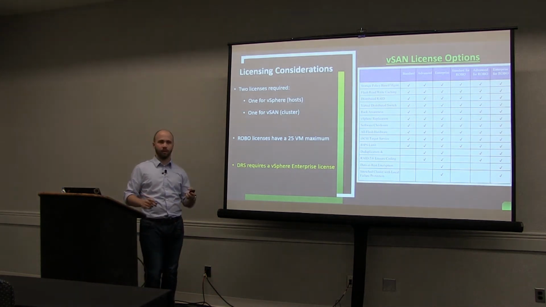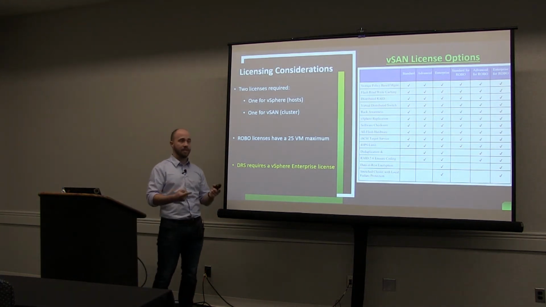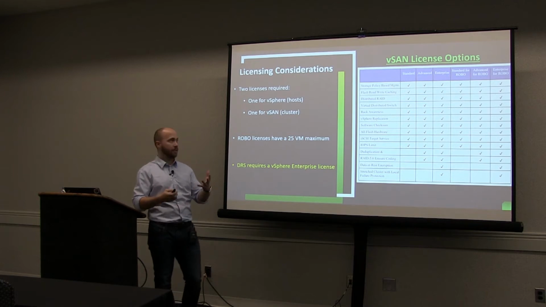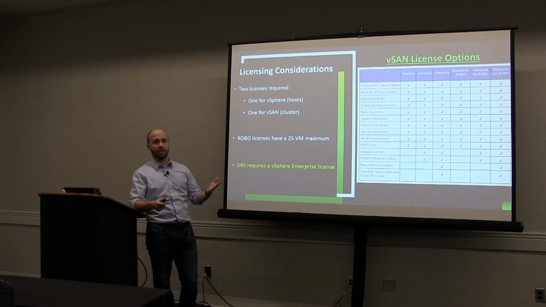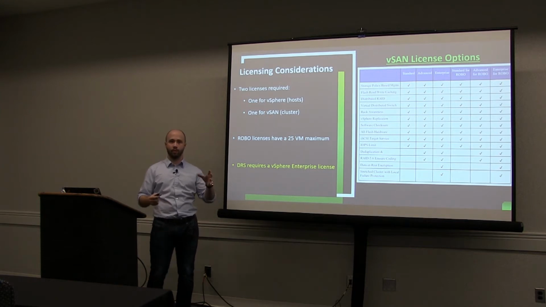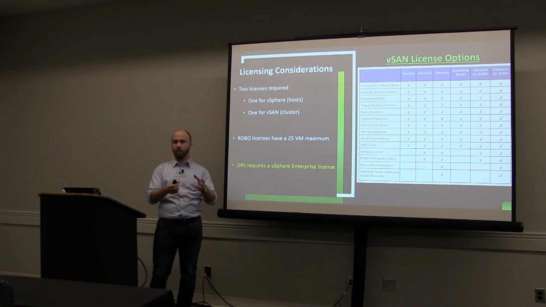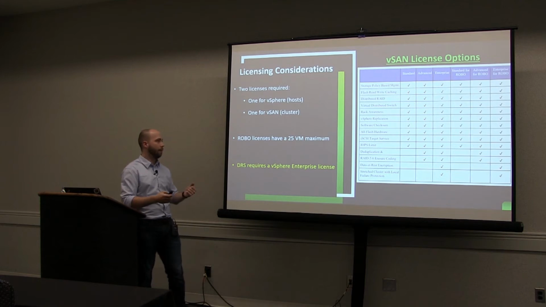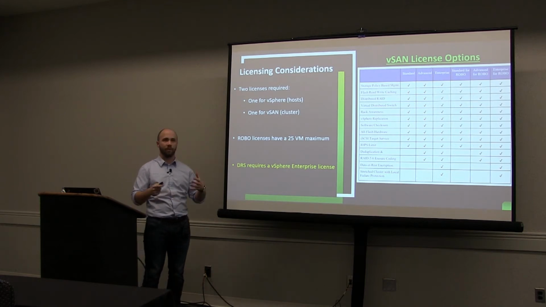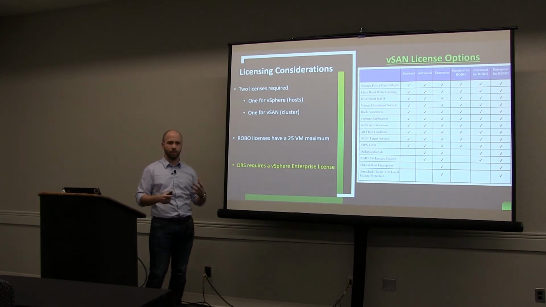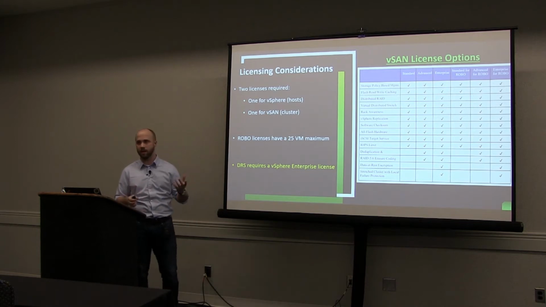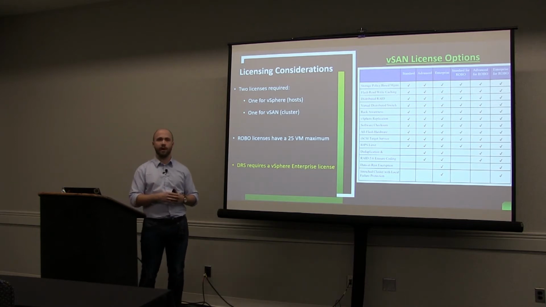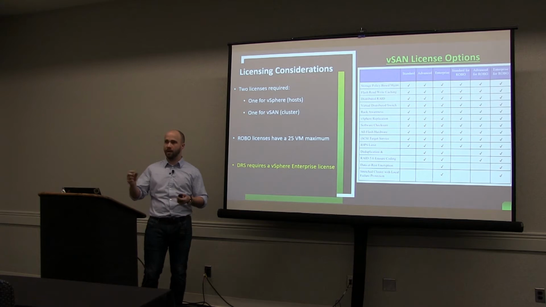So we talked before how vSphere and vSAN are kind of baked together, but they need to be licensed separately. So each cluster is going to require 2 licenses, one for vSphere and then one for vSAN. To make this a more affordable option, VMware offers what it refers to as ROBO licenses. Those ROBO licenses have a 25 VM maximum, and that VM count is also how they're consumed.